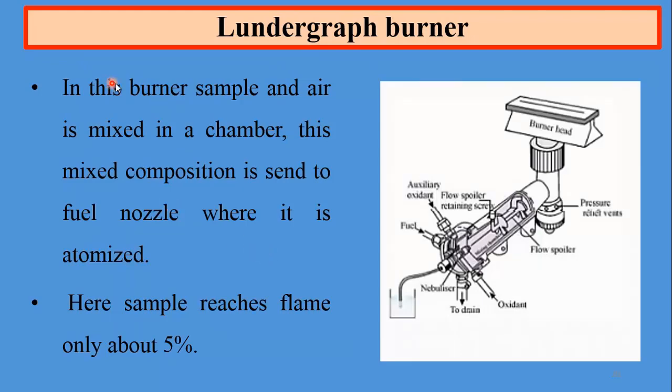Lundegardh burner. In this burner, the sample and air are mixed in a chamber. So this is the fuel and this is the auxiliary oxidant. And it is sent to the fuel nozzle where it is atomized. Here the sample reaches only 5% to the burner.